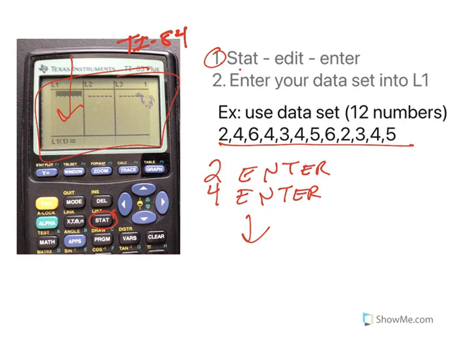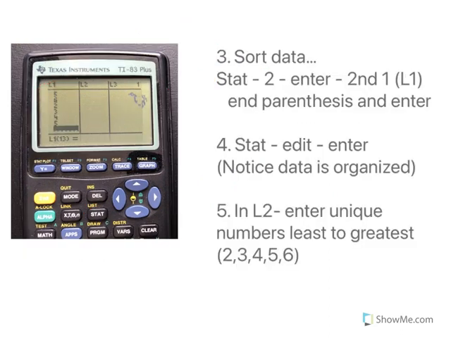Okay, step one. Well, I guess step two. Great. So now when you have your numbers in L1 as seen here, L1 line 13 should be blank because we only had 12 numbers. So you should see this. Now we want to sort this data.